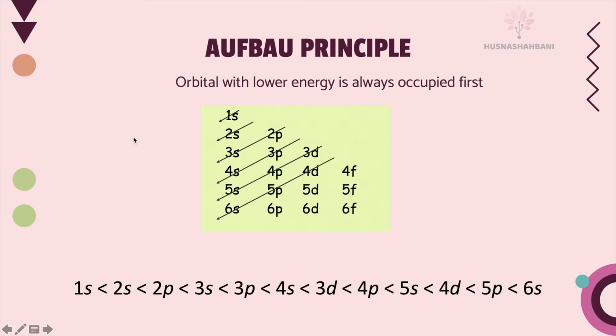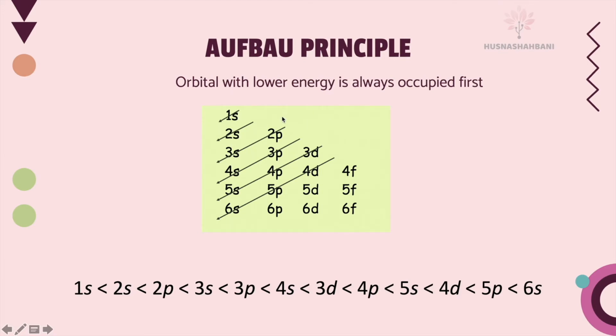So which one is lower? If you want to identify which orbital has lower energy, you have to construct this diagram. How to construct this diagram? You just put the numbers, starting from number 1 until number 6. You write it vertically, 1, 2, 3, 4, 5, 6. Write it vertically and then put all s vertically.